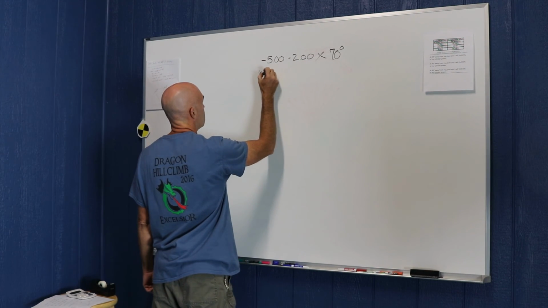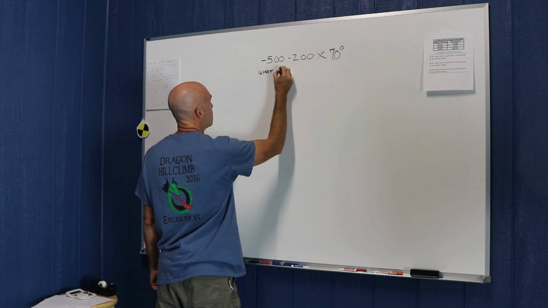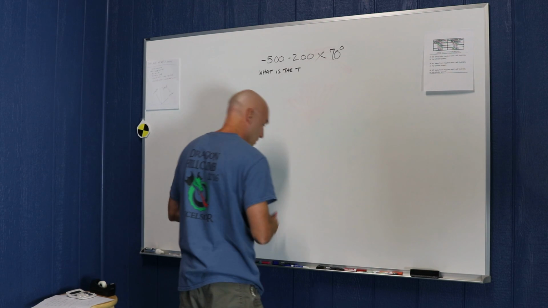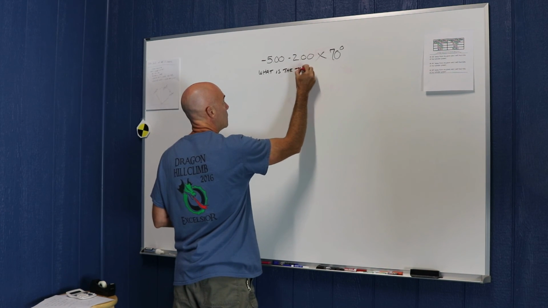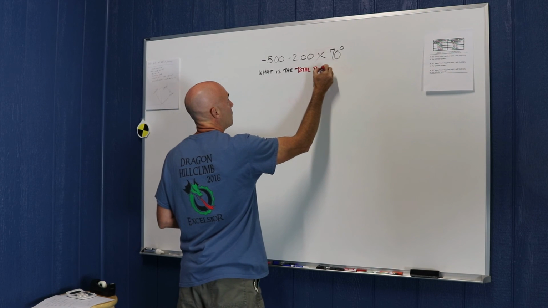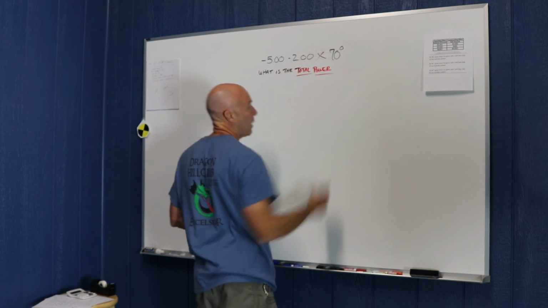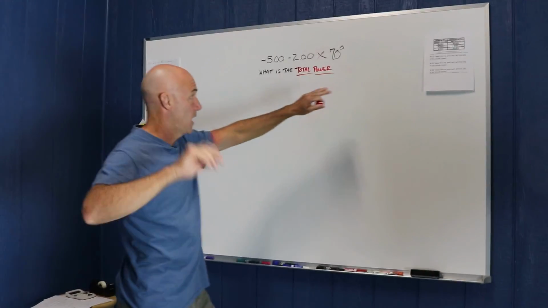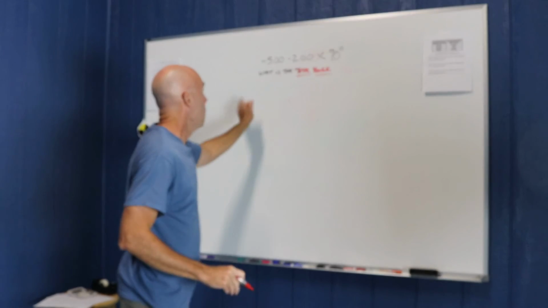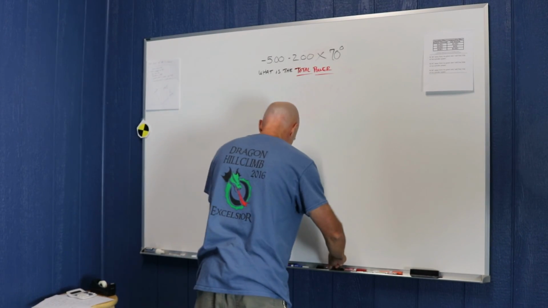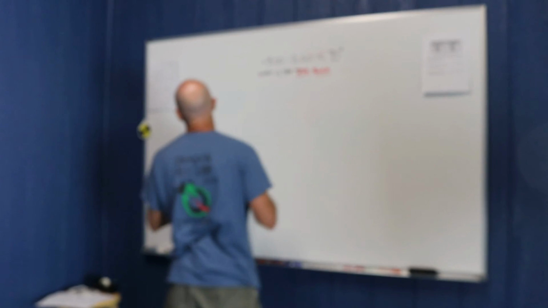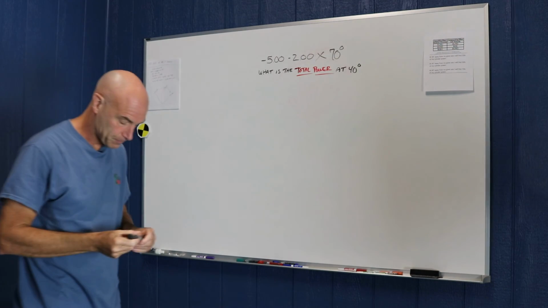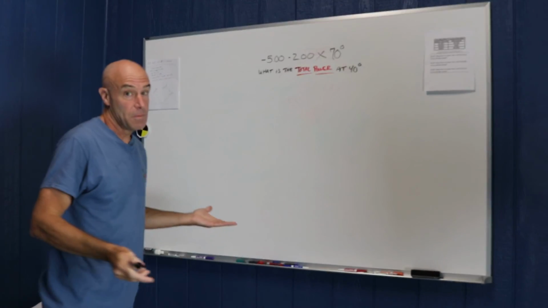What is the, highlight that, total power. That is the key. This is what they're asking for. They're not asking for degrees. They're not asking for percent. They're not asking for anything else. What is the total power of this lens at 40 degrees? That's how it's going to be worded.